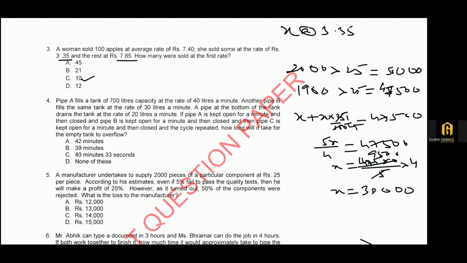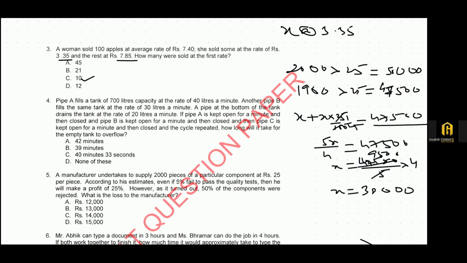So 38,000 is the cost price, and we have back calculated from the selling price. This is the selling price. At this price, he was expecting to get a profit of 25%. So we back calculated the CP to be 38,000. So we have the CP. Now what is the question? It says, as it turned out, 50% of the components were rejected.